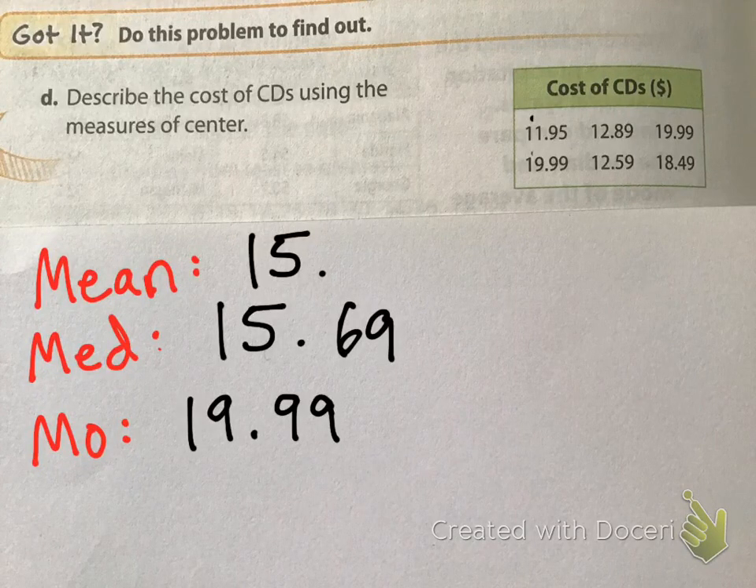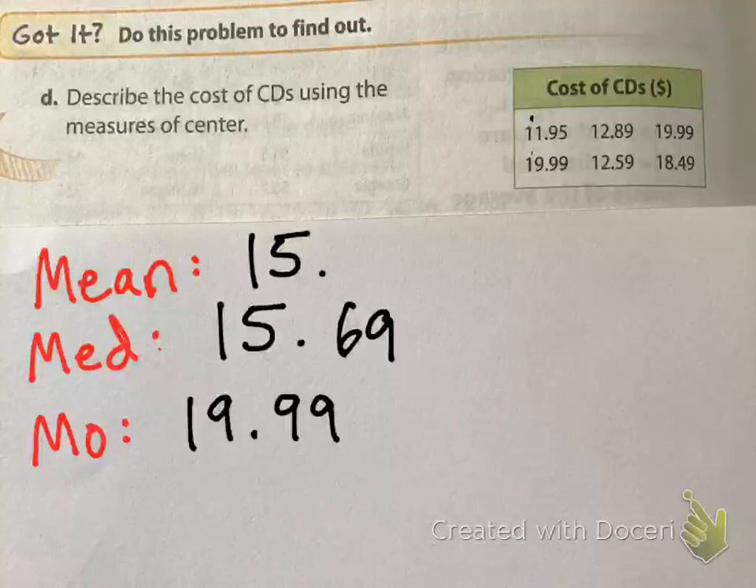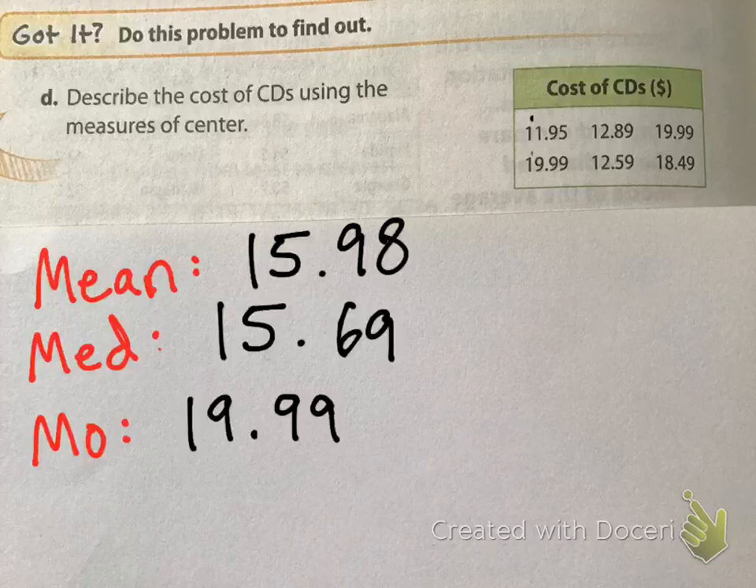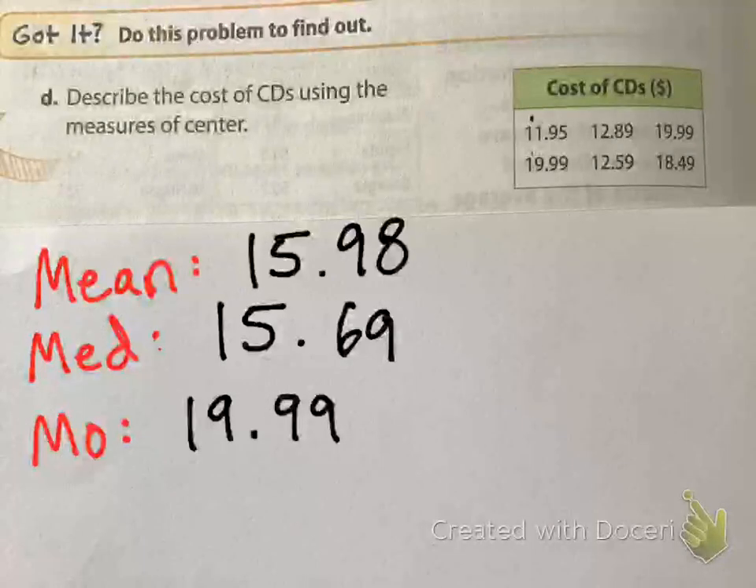21.835. No, we can't have a mean bigger than all of our numbers. Mean is the average between it. We can't have that. Let's see. Isis, what is our mean? 15.98. Yes, 15 and 98 hundredths, 15.98.